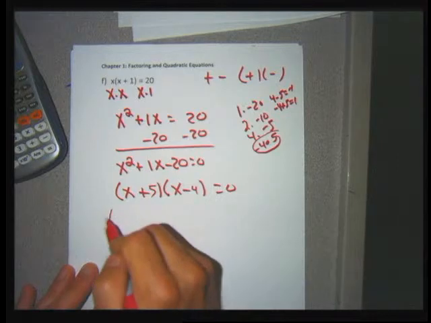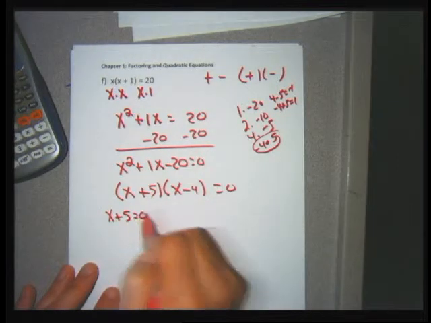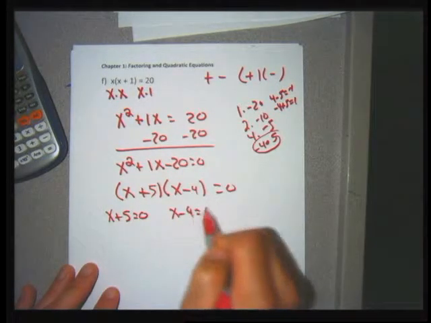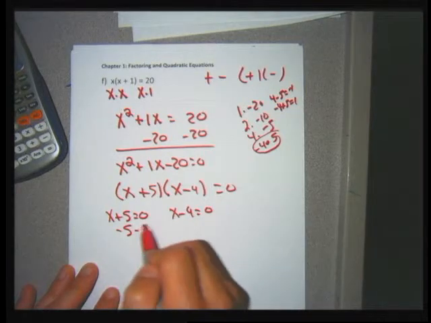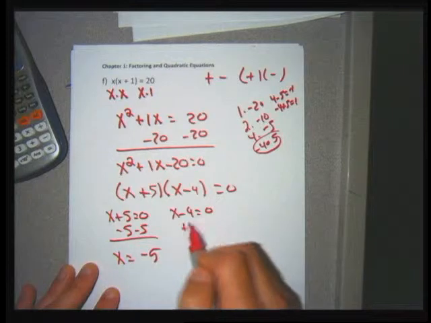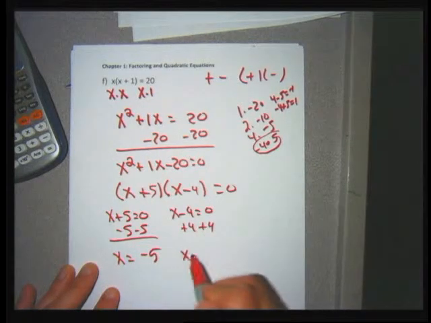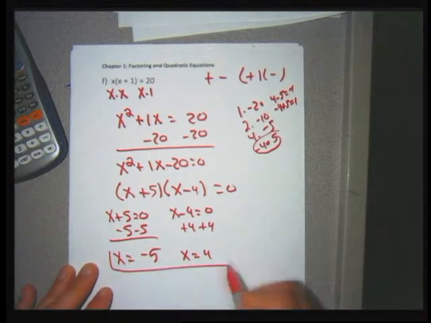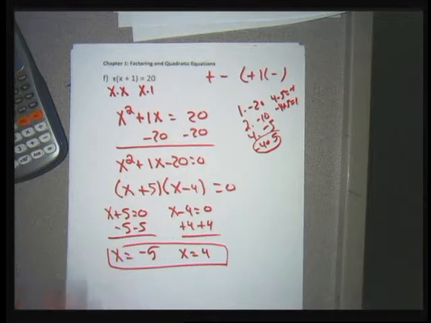Now I set each of the parentheses equal to 0, so I go x plus 5 equal to 0, x minus 4 equal to 0. For the plus 5, you minus 5 and minus 5, and get x equal to minus 5. For the minus 4, you plus 4 and plus 4, and get x equal to 4. So my answers to problem F of number 2 are x equals -5 and x equals 4.